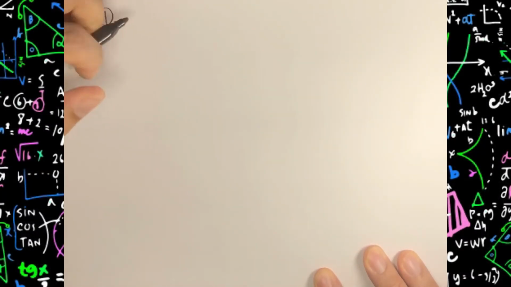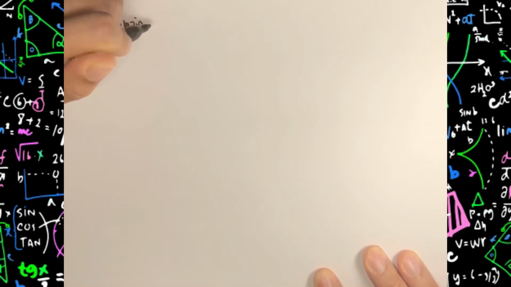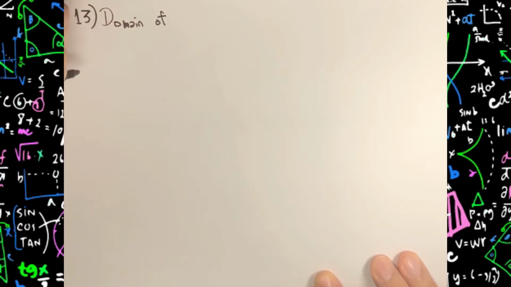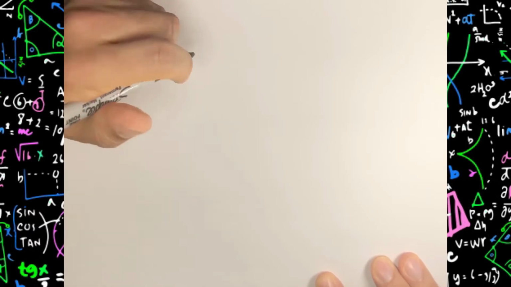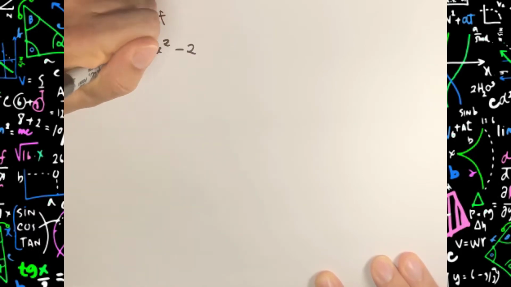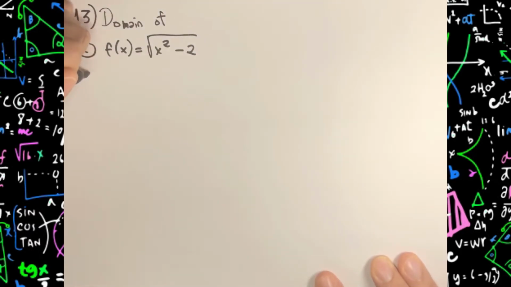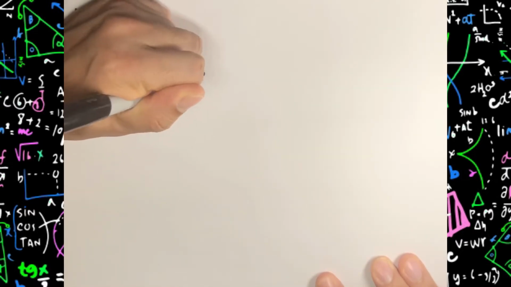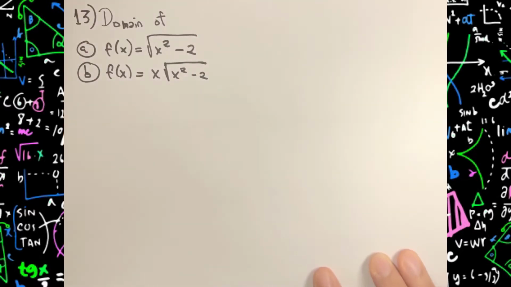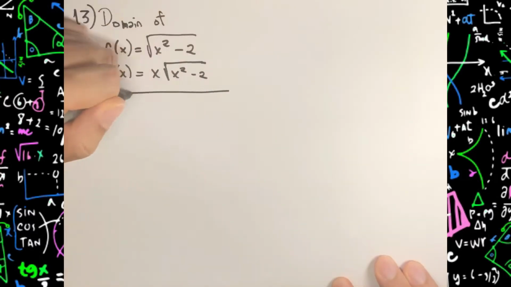Exercise number 13. They ask us to find the domain of a function. In this case, we have a two-parter. Part A: f of x equals square root of x squared minus 2. And in part B: f of x equals x multiplied by the square root of x squared minus 2. That is our two-parter for number 13.